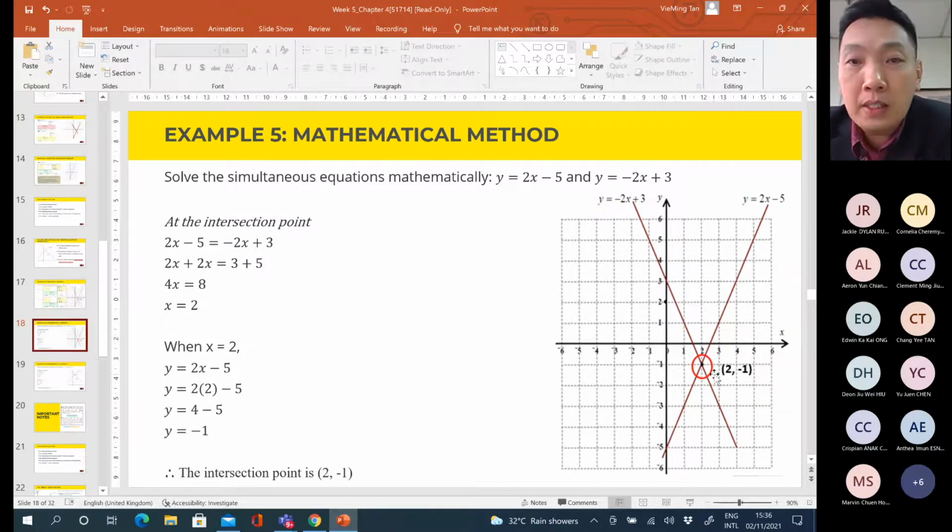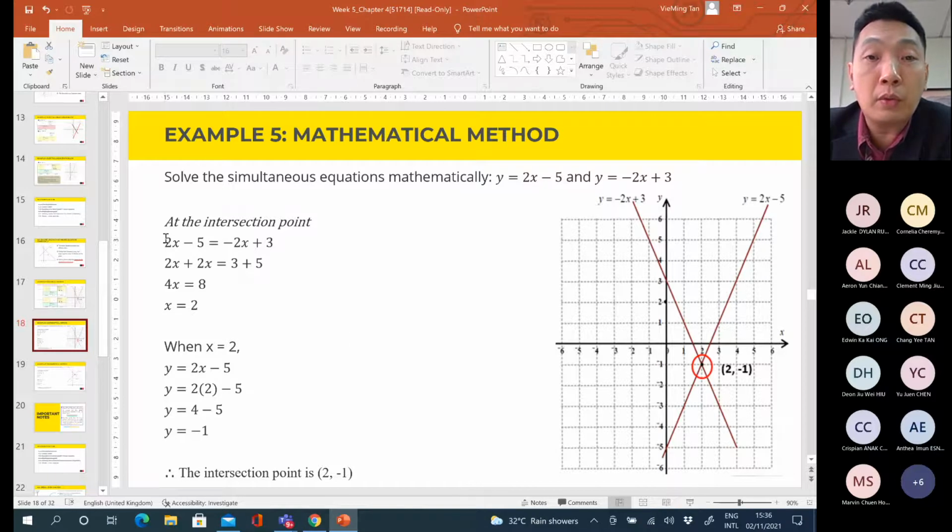So at this point, we call it the intersection point. Okay. This equation will be equal to this equation. So that means that the 2x minus 5 will be equal to negative 2x plus 3. So I write down first.